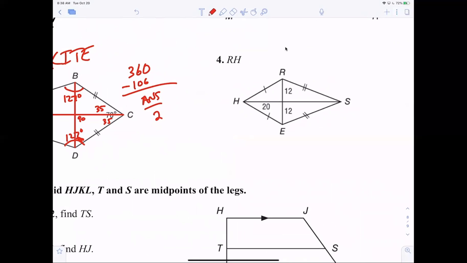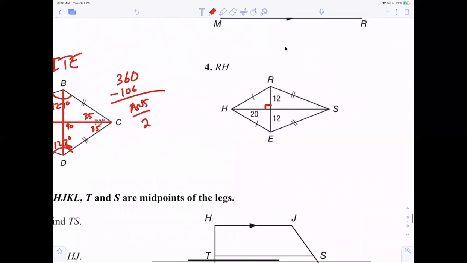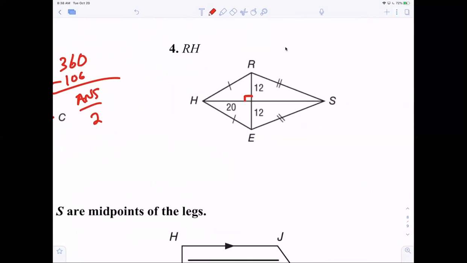Yes, exactly, because this is a right angle. That's a right angle. You have to remember that. Because it's a kite, the diagonals are perpendicular. So now I'm going to review radicals with you.